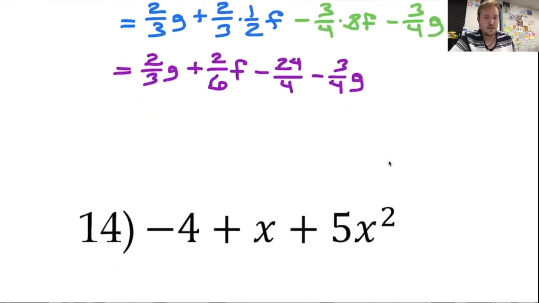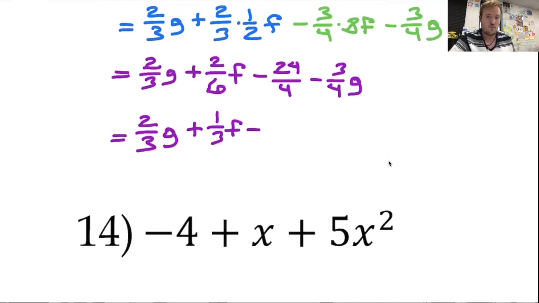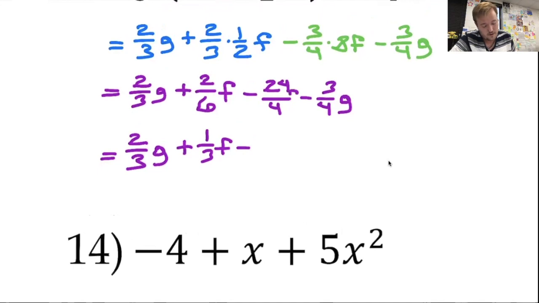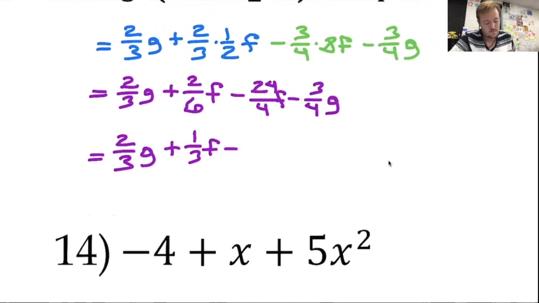Now I'm going to simplify these fractions. The 2/3 is already simplified, so I'm going to leave it alone. Now 2/6 can simplify to 1/3 f. Then 24 over 4, oops, forgot my f up here. So 24 over 4 simplifies, will give you negative 6f minus 3/4 g.